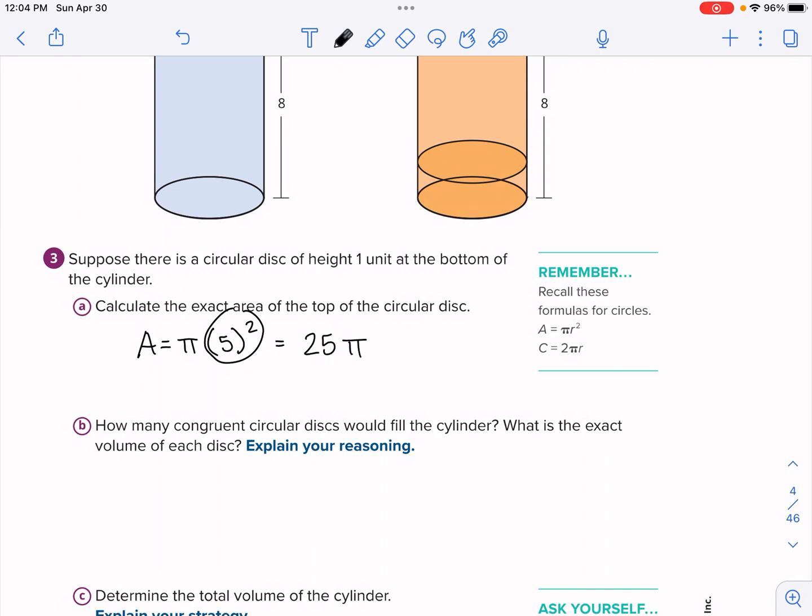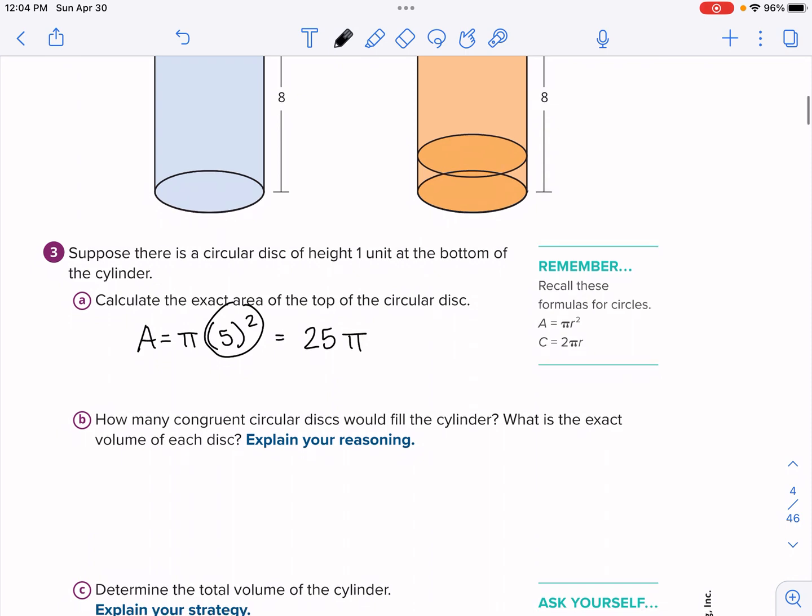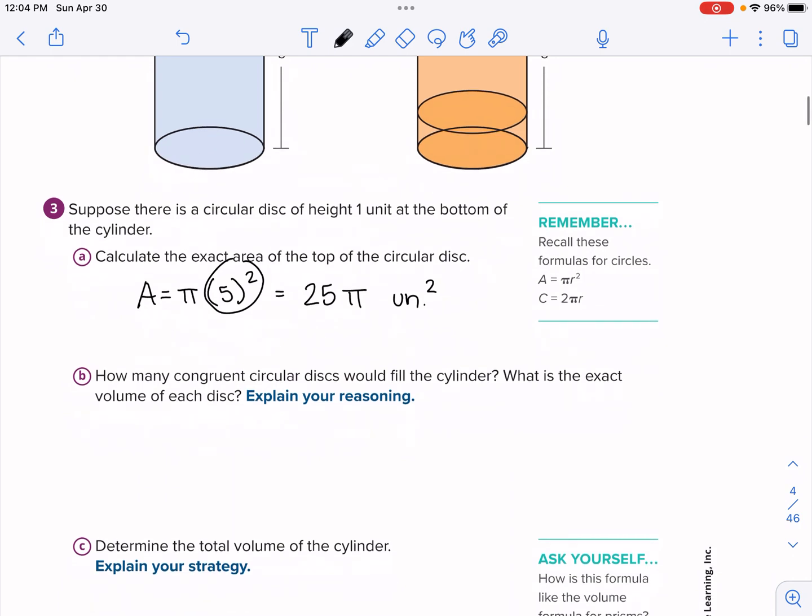Okay, and we're actually just going to leave it at that. We're not going to multiply by 3.14, so we're going to say that this is square units. I'm going to write it like that. Okay, and then B, how many congruent circular discs would fill the cylinder with the exact volume of each disc?